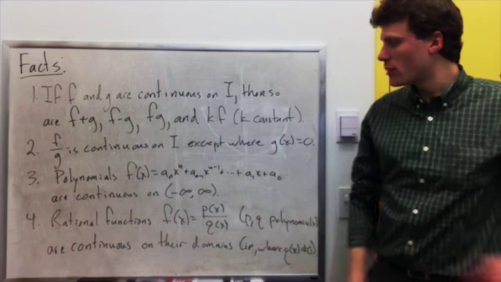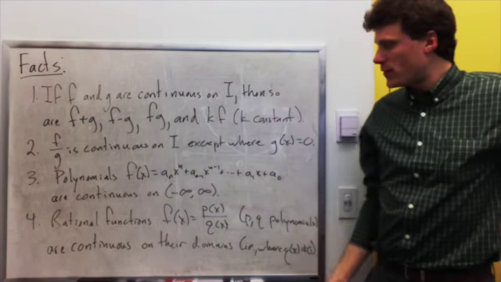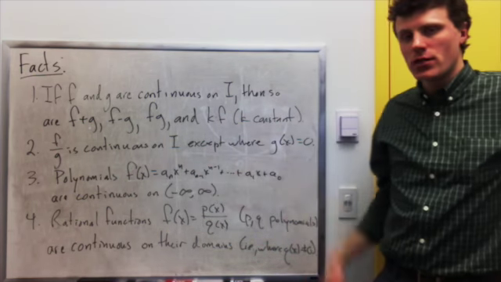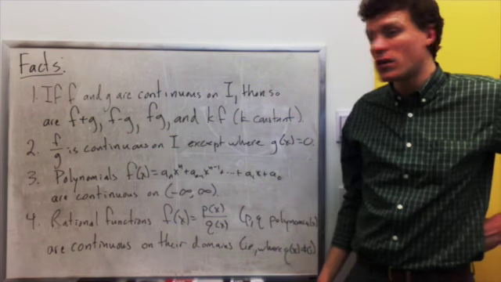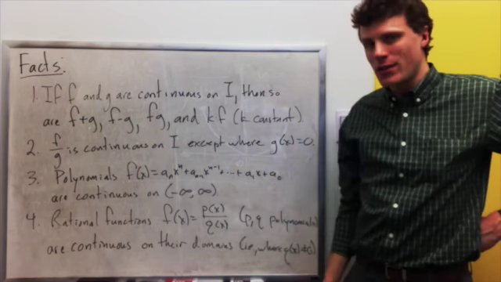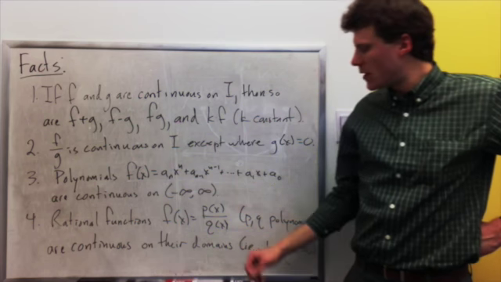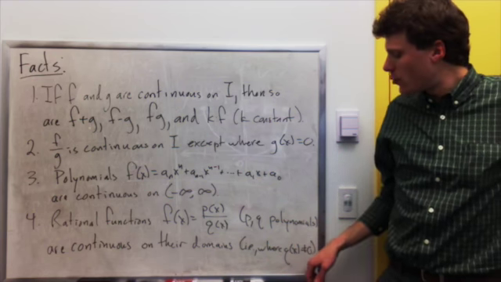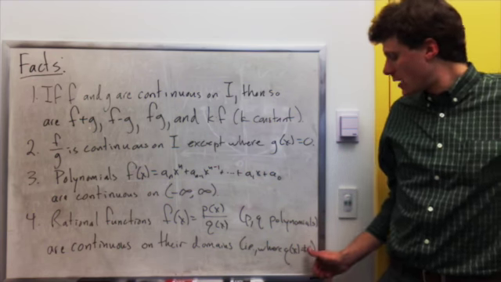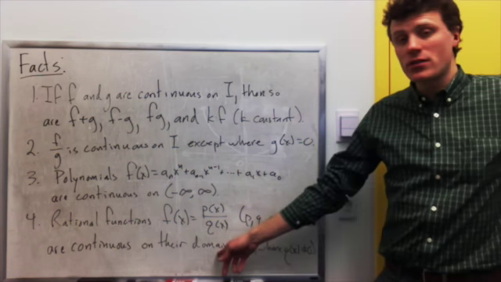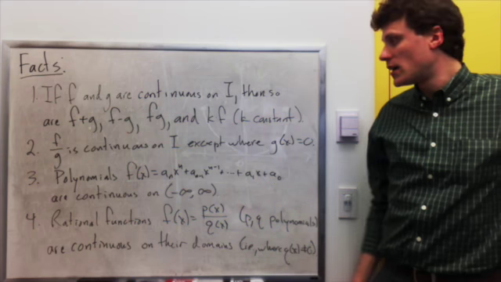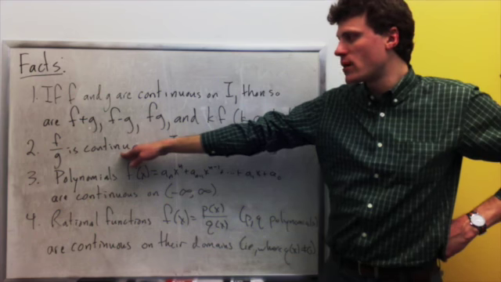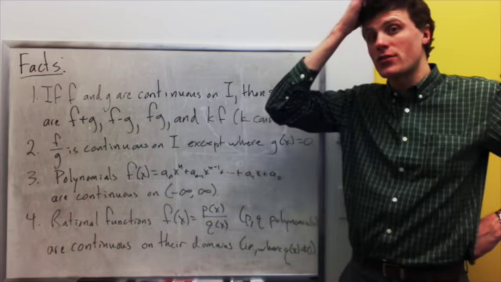First of all, polynomials. You can show that monomials and constant functions are continuous, and then using these facts here, you can show that polynomials, which are sums of monomials times constants, are going to be continuous on the interval from negative infinity to infinity, i.e. they're continuous everywhere. Rational functions f of x, which are ratios of polynomials p and q, are going to be continuous everywhere except for where q of x is equal to 0. So basically they're continuous on their domains, wherever they are defined, and that just follows from the fact that polynomials are continuous everywhere and the ratios of functions are continuous wherever the denominator is non-zero.